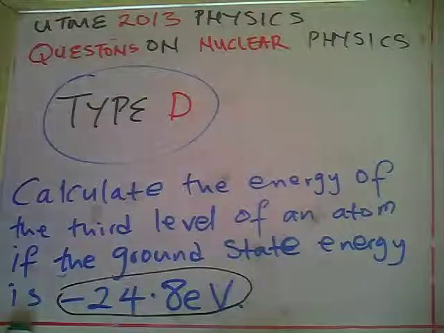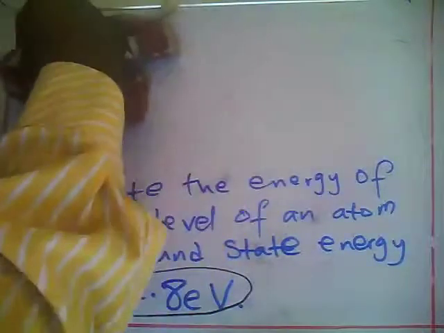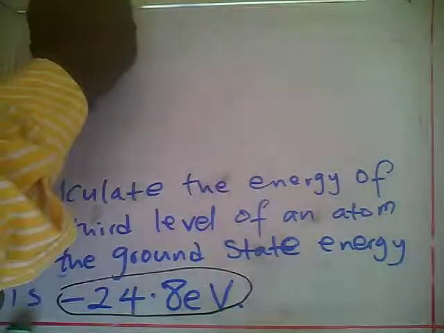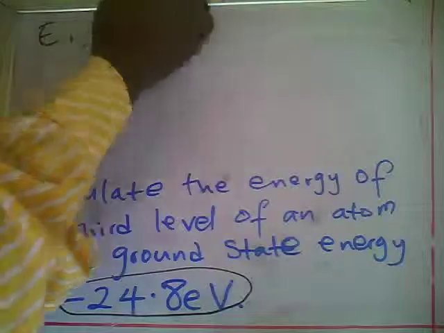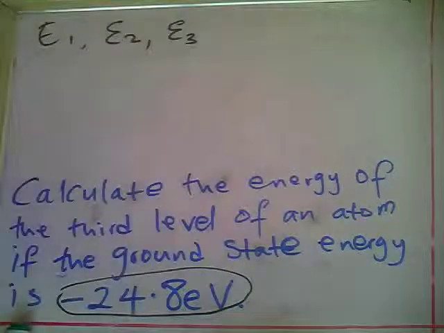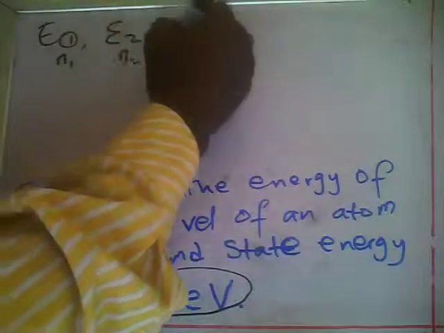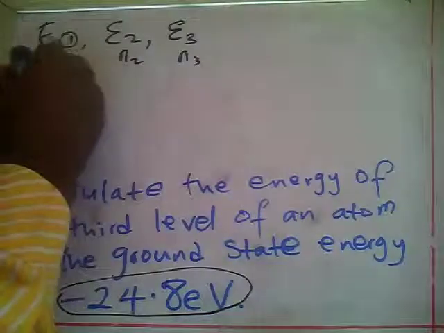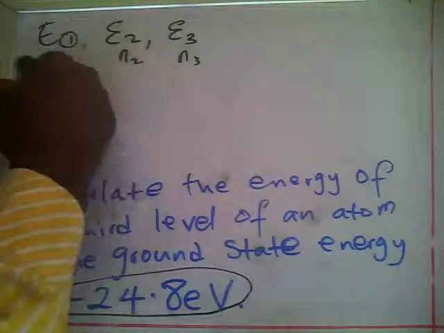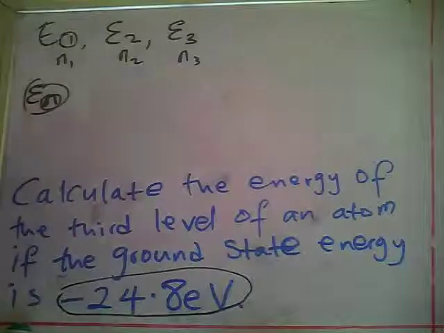To solve this problem, we have to look at the formula that relates energy levels and the associated energy. Normally we use E1 to represent the ground state, E2 the second energy level, E3 the third energy level, and so on, where this is N1, this is N2, this is N3. So we have E1, En, denoting the energy levels, where N is the level and the energy at that level is E.